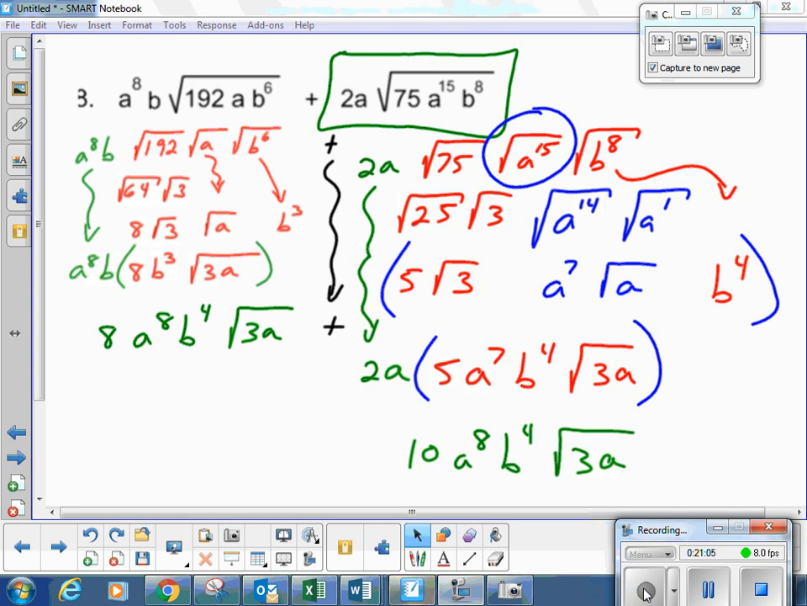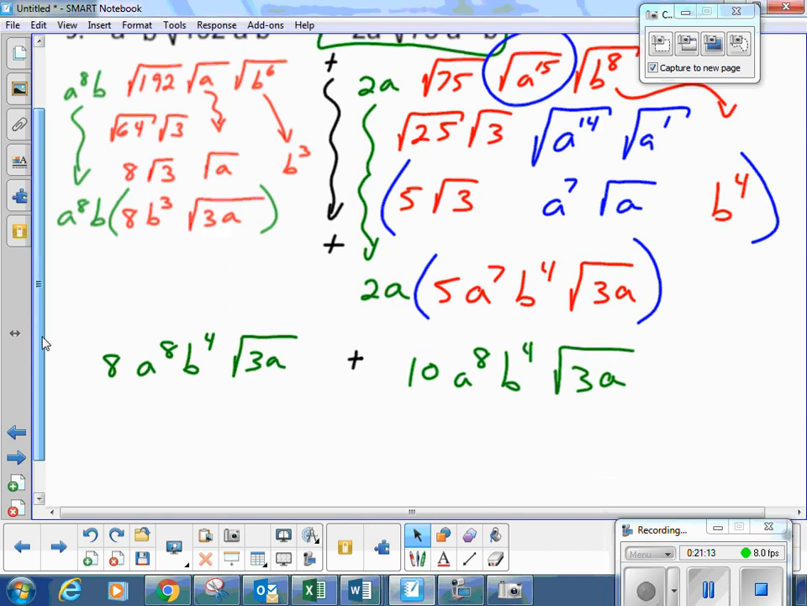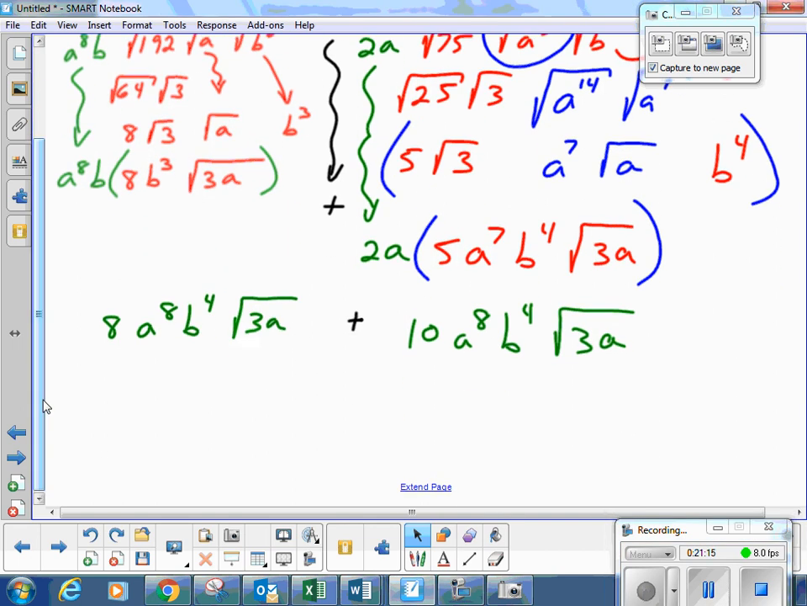And now remember that we still have two separate pieces. I've done them individually. Let's put them next to each other and make sure that we're done with the problem, in fact. And now when we look at these two, we have to decide if they are like terms or not.